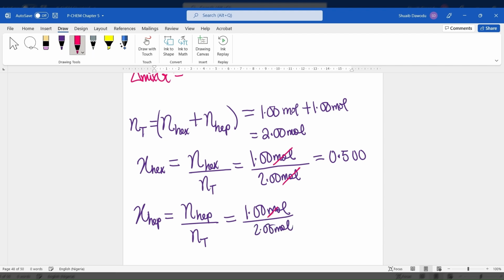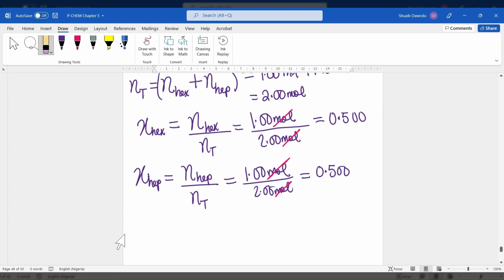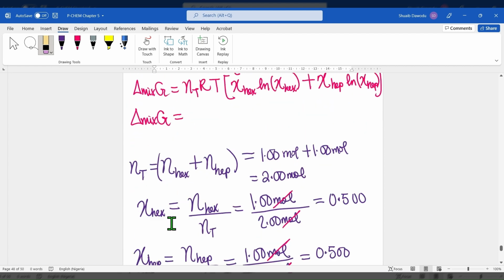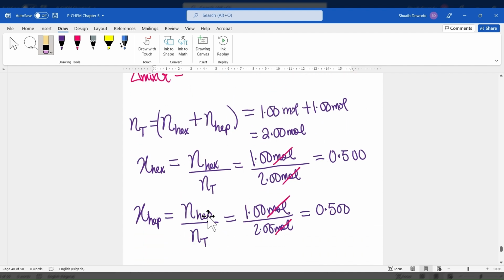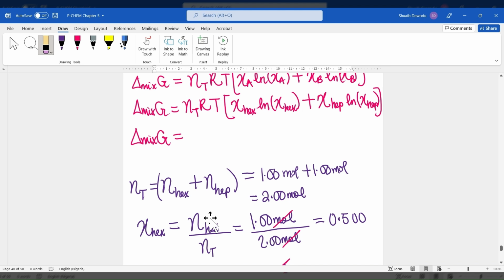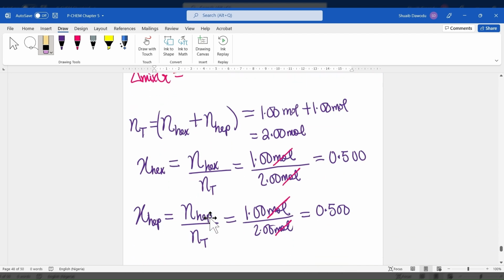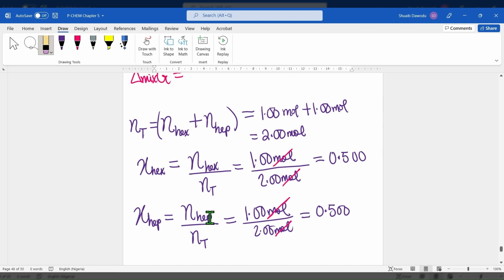Cancel out the mole here. Of course, 1 over 2 is just simply 0.500. And I'm trying to maintain the number of significant figures just because we're used to keeping the proper number of significant figures in questions like this, because we're doing a chemistry question. So anyways, you have these two values. Now that you have the total number of moles to be 2.00 mole, you have the information for mole fraction for hexane as well as the information for the mole fraction of heptane. You can just simply substitute.